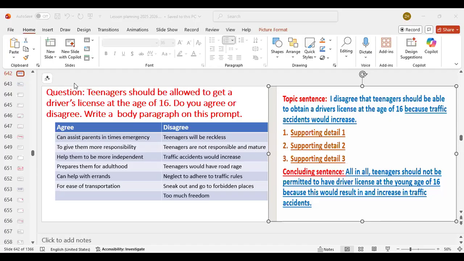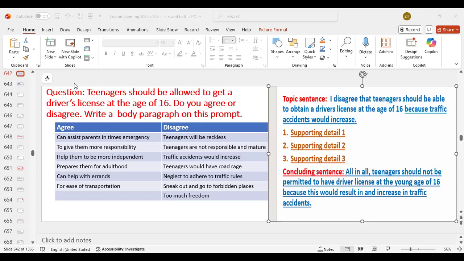No problem. Carly C. Where's Carly C? Want me to read yours? Yes, please. No problem. I agree. Getting your driver's license at 16 is a good idea because it helps teenagers a lot.